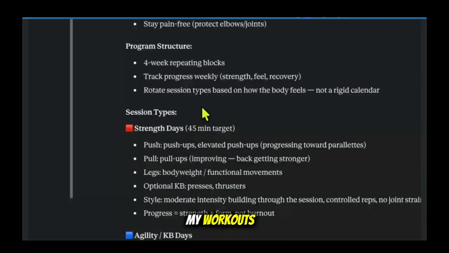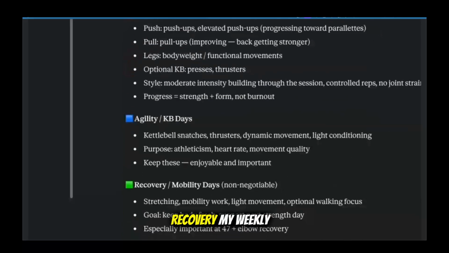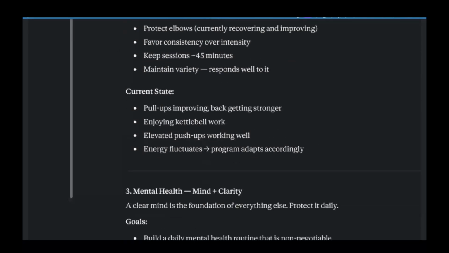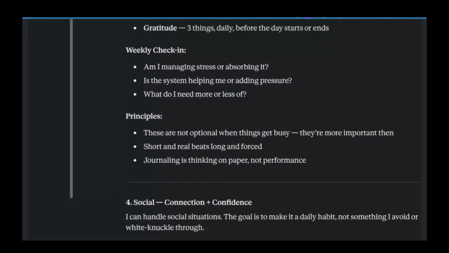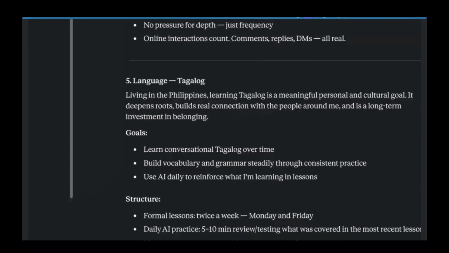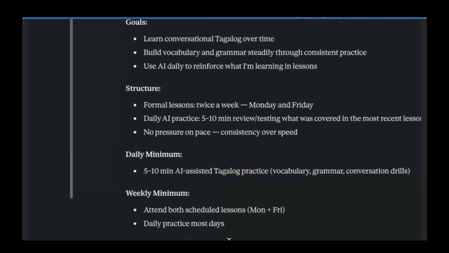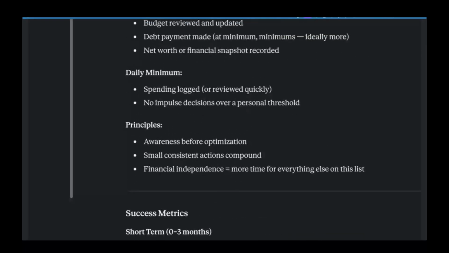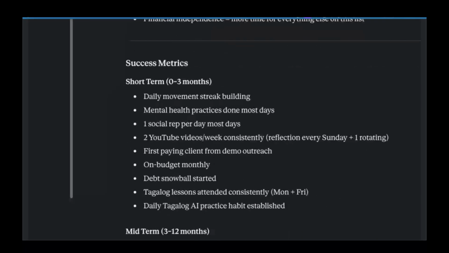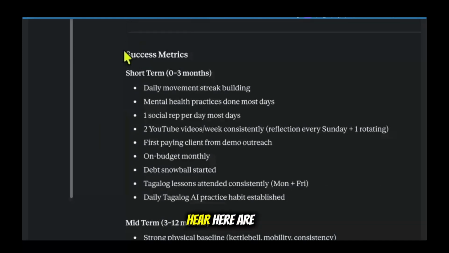As you can see, even for my workouts, it's outlining all the different kinds of workouts I have. So strength days, agility, KB days, recovery, my weekly flow, my mental health, journaling, meditation, gratitude, learning Tagalog, my finances. And here are some of my success metrics: 0 to 3 months, 3 to 12 months, long term.